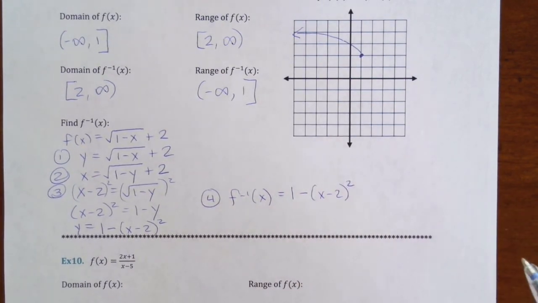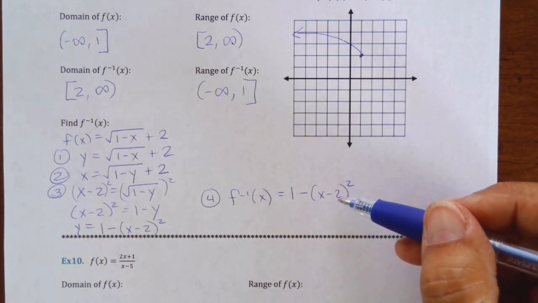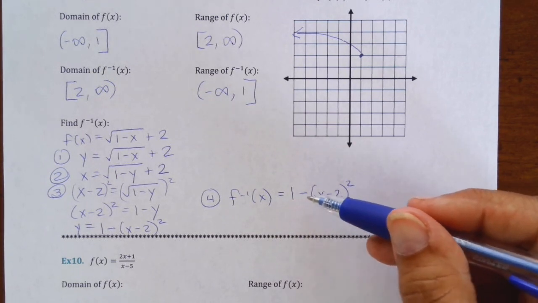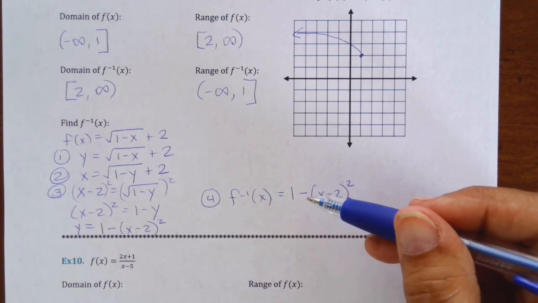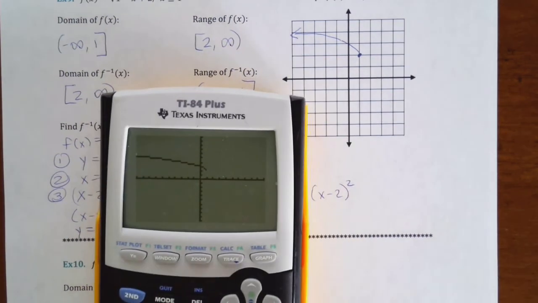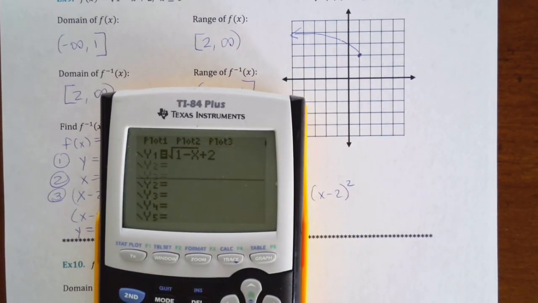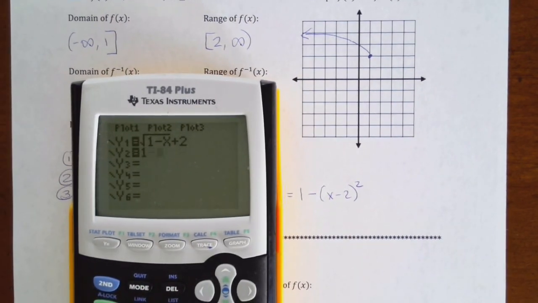All right, so if we look at this, remember, this is a parabola, okay, that goes right 2, up 1, and then this reflects over the, when it's on the outside, remember that reflects over the x-axis, okay? So if we look at that graph, let's put it in here with this one, okay? So 1 minus parentheses x minus 2 squared, graph that.